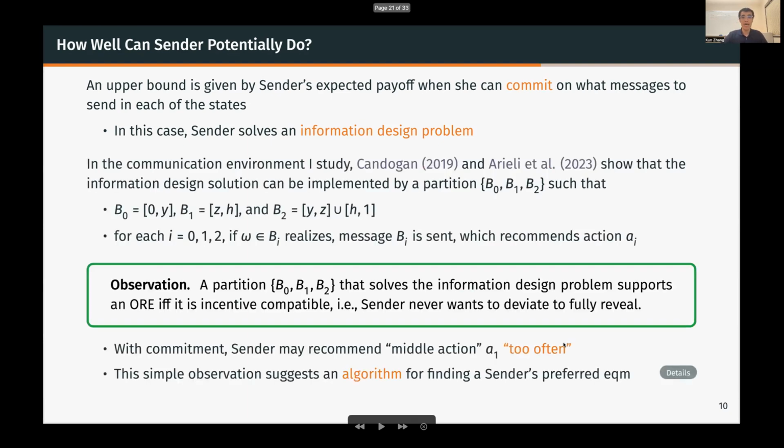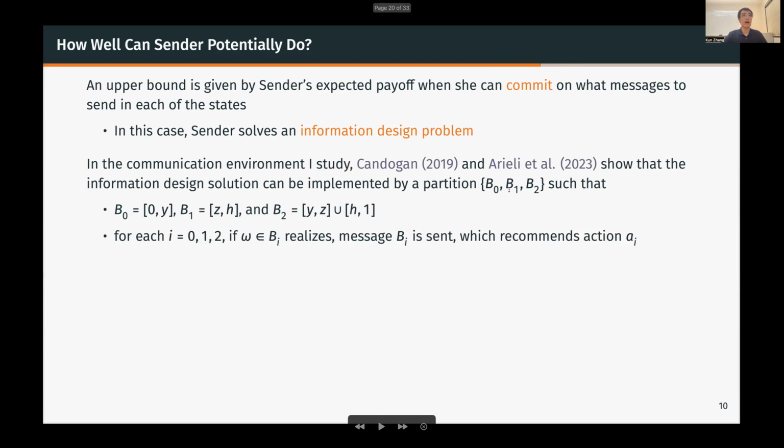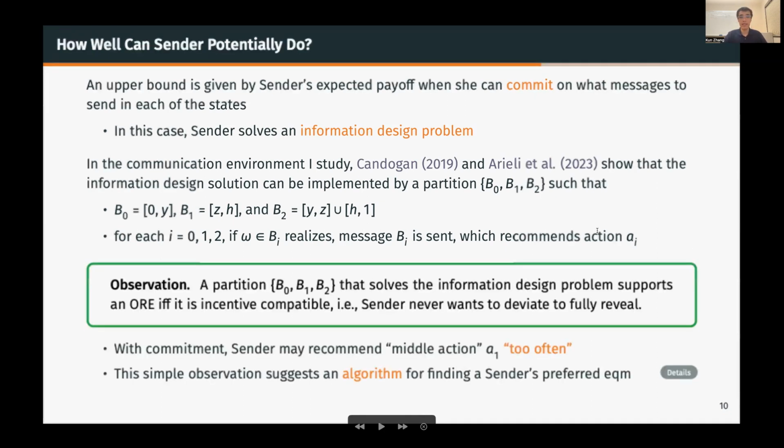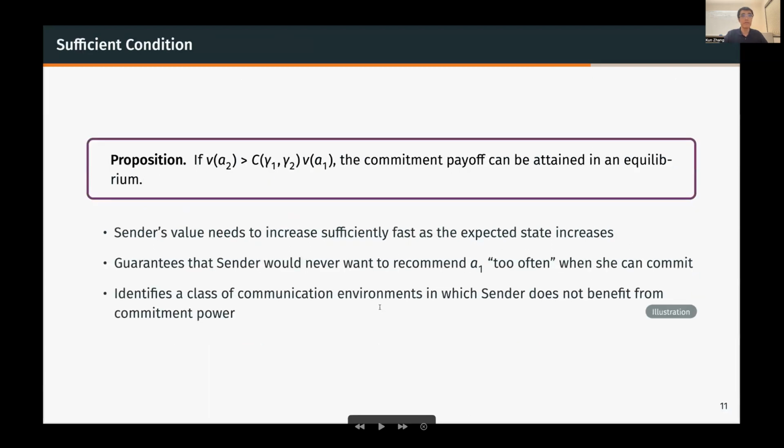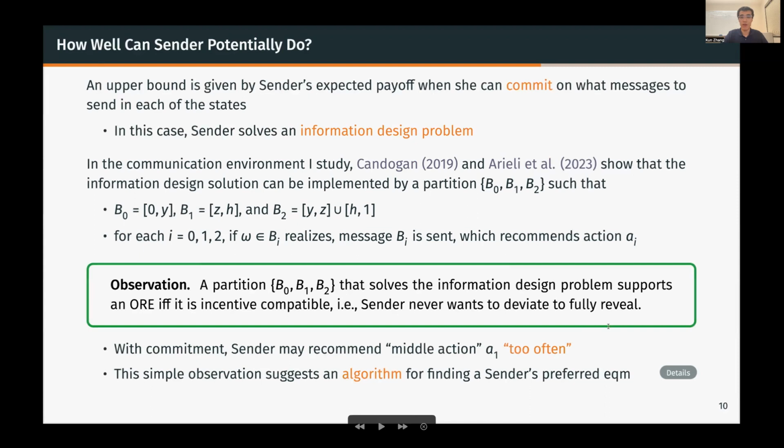In the communication environment I study, these two nice papers show that the information design solution can be implemented by a partition such that it has this nested interval structure, and every partitional element recommends action A1. This partition is by construction obedient because every partitional element is an obedient action recommendation, and therefore it supports an obedient recommendation equilibrium if and only if it is also incentive compatible. That is, the sender never wants to deviate to fully revealing the state.